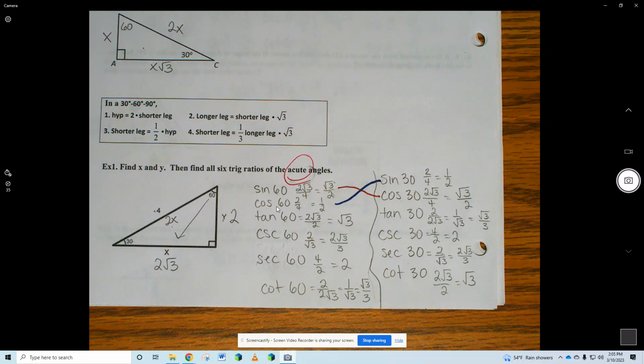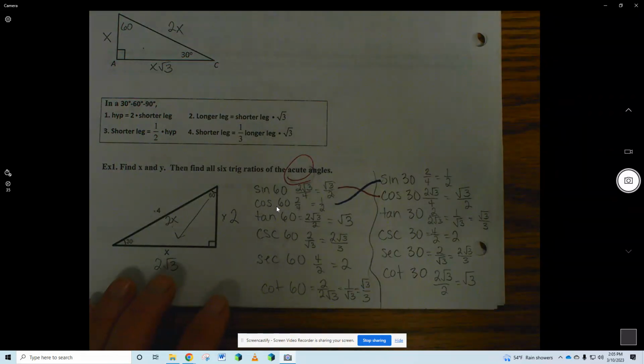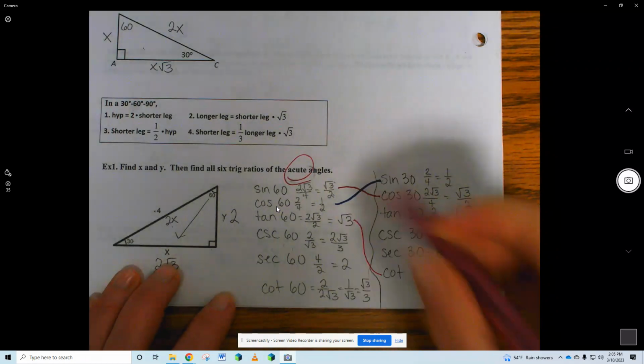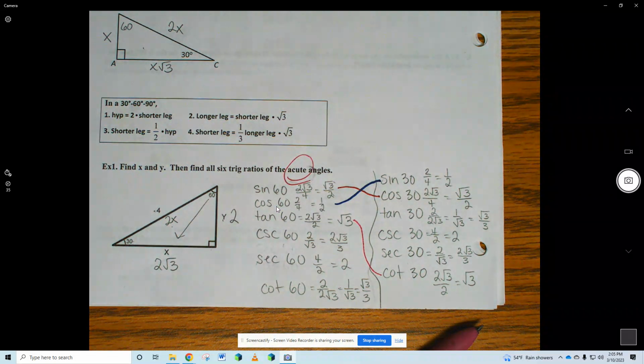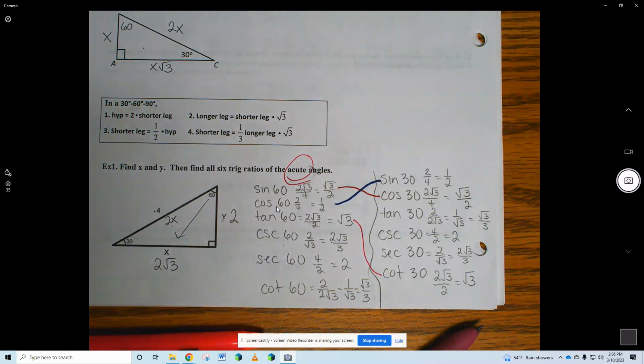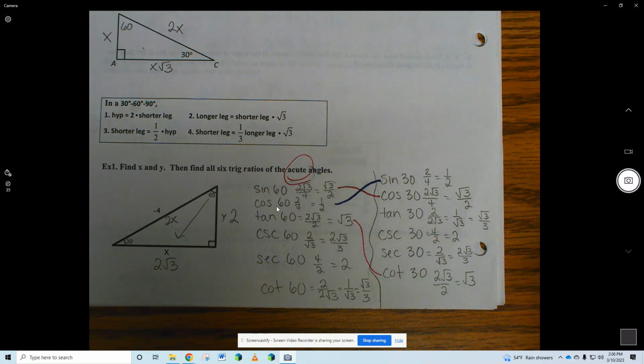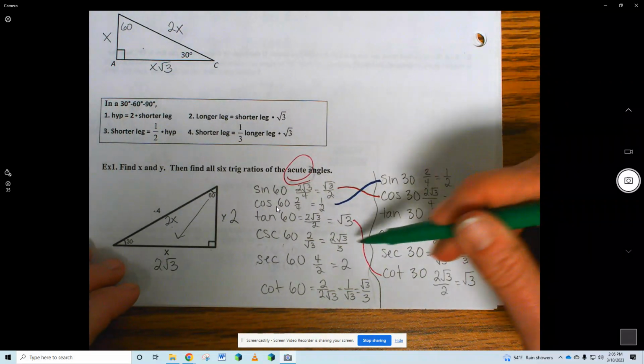Tangent of 60 goes to cotangent of 30. Cool. What are the other patterns? I'll do green and pink. Cosecant 60 is equal to secant 30.